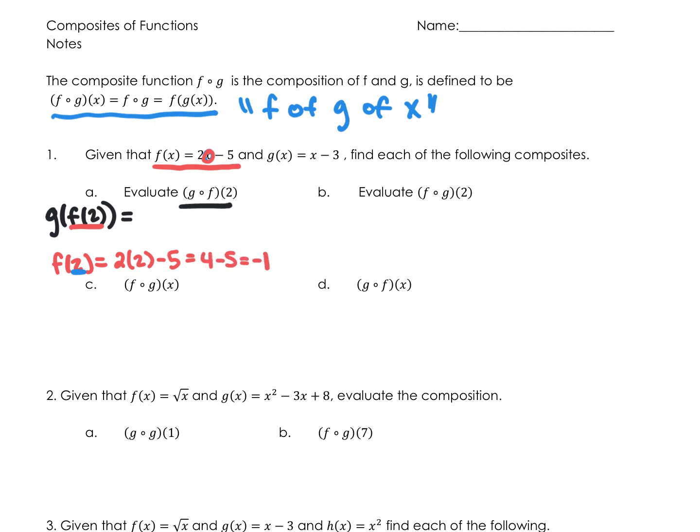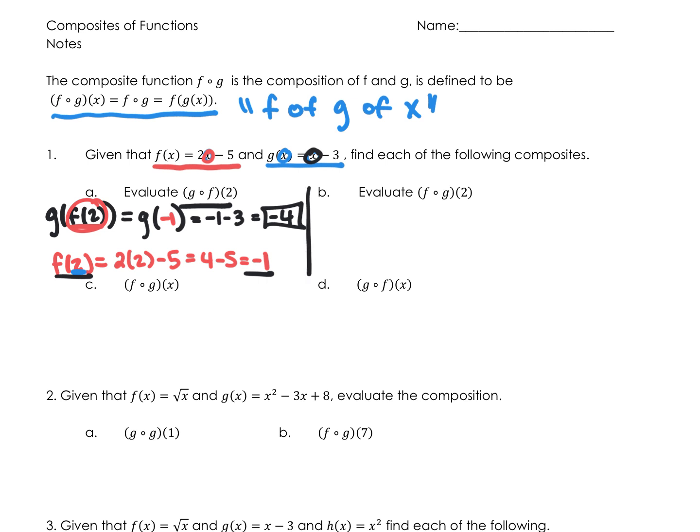Now that's not our final answer, that was just f of 2. So now we need to go back up here. We still have the g on the outside. We haven't used g yet, but we found f of 2 was negative 1. So we're going to plug that in here where f of 2 was. And now we need to find g of negative 1. So now we're going to use the g equation, and wherever there's an x, we're going to replace it with negative 1 because we're finding g of negative 1. So we'll have negative 1 in here for this x minus 3. So this will be negative 4. And that is our final answer.